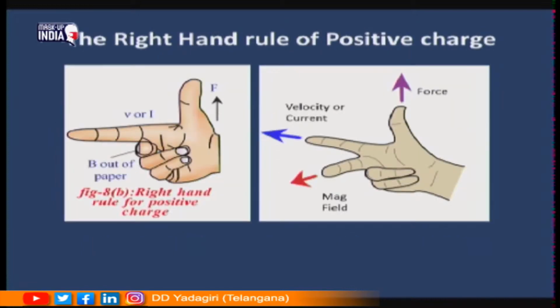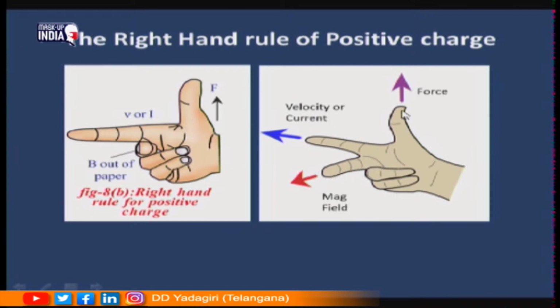The direction of force on a current carrying wire can be known by right hand rule of positive charge, which says whenever we stretch three fingers, thumb, index finger and middle finger, such that they are mutually perpendicular to each other, in such a way that the index finger shows the direction of current or velocity of positive charge particle in external magnetic field, the thumb shows the force, which is given by the middle finger.